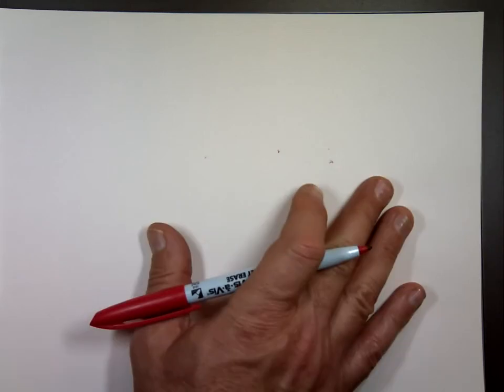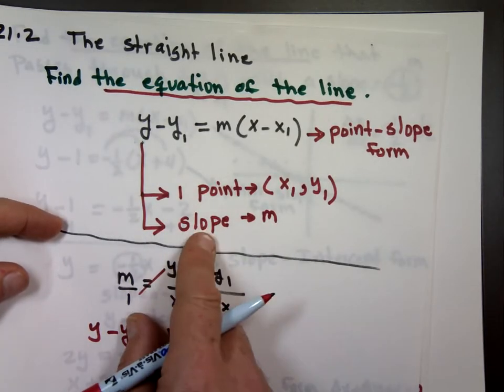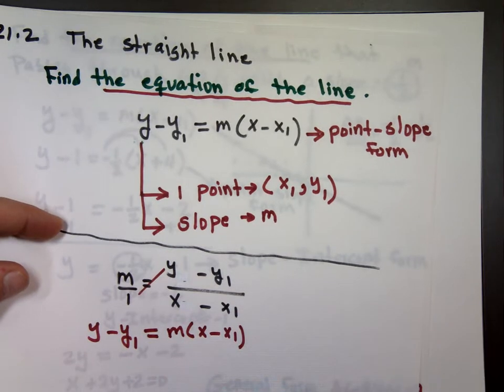Now let's try another one. Now what will happen sometimes is the book is not that nice to you. What do I mean by that? To find the equation of the line, you need 1 point and the slope. Well, every once in a while they decide to be mean. They don't give you something. That means you got to fish for it. Like this example.